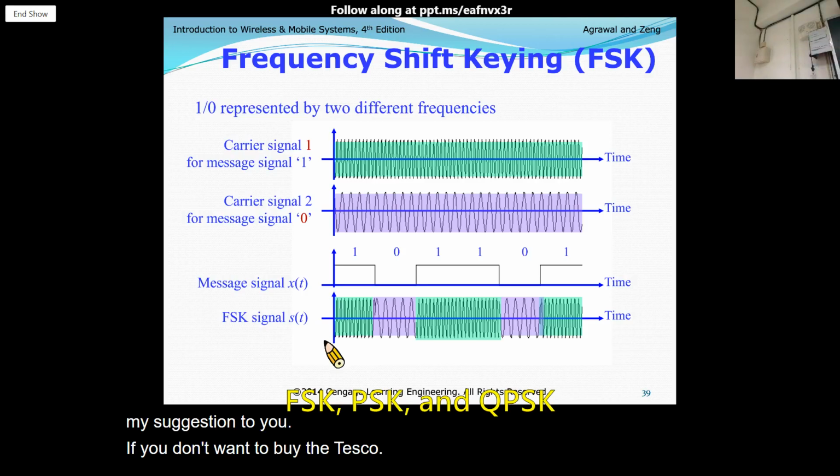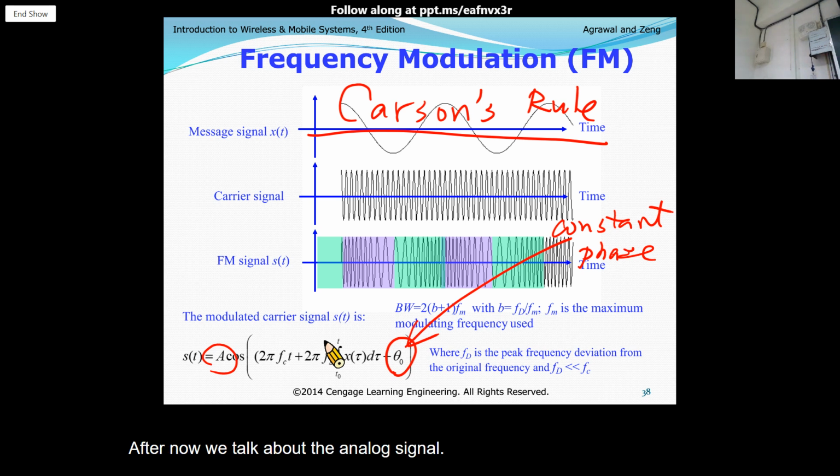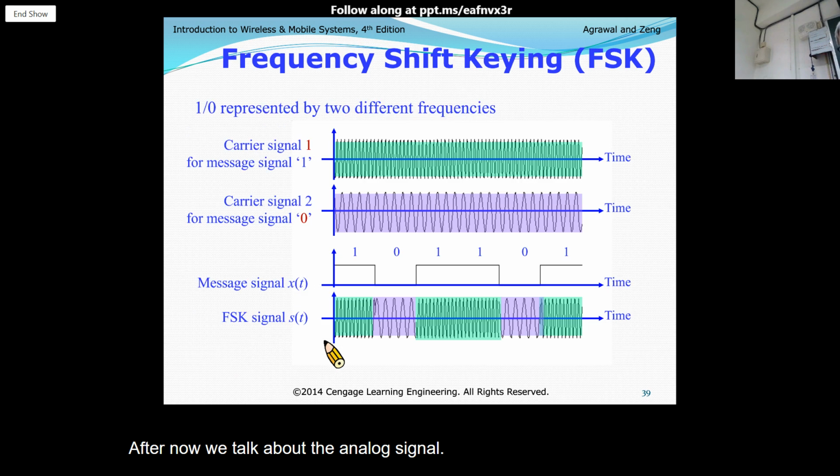And last one. Up to now, we talk about the analog signal. And here we talk about digital, right? And digital actually, previously we have a sine wave, but right now not sine wave.